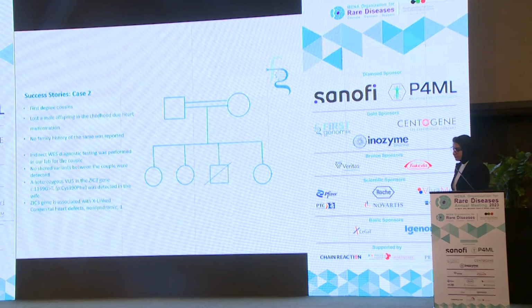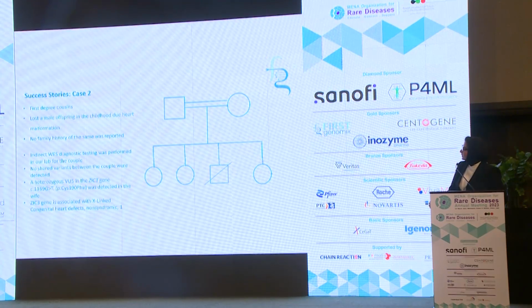This second case is different. We have a first-degree cousin couple, they have 3 normal females, but they lost a boy in childhood, and it was suspected to be a cardiac or heart malformation. The patient herself, the wife, reported no family history of the same. So we did exome diagnostic on the couple, indirect again, and we didn't detect any shared variants, which is not expected because they are first cousins.